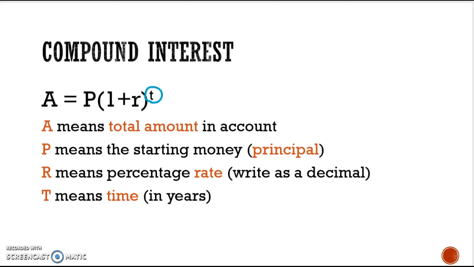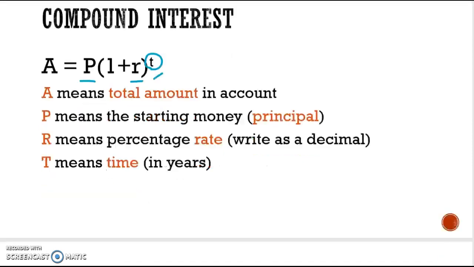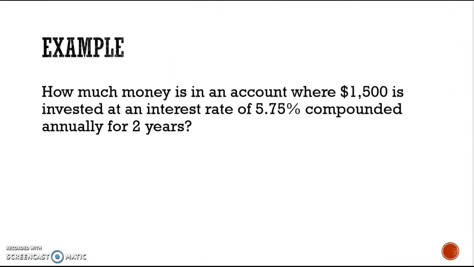So everything is the same. P is what you put in, R is rate, and T is time. Notice, however, that the formula looks a little bit different, so make sure you have that in your notes. So let's try an example. How much money is in an account where $1,500 is invested at an interest rate of 5.75% compounded annually for 2 years?